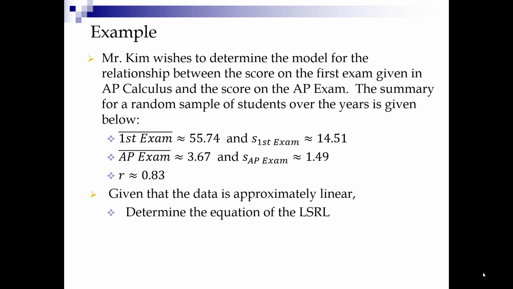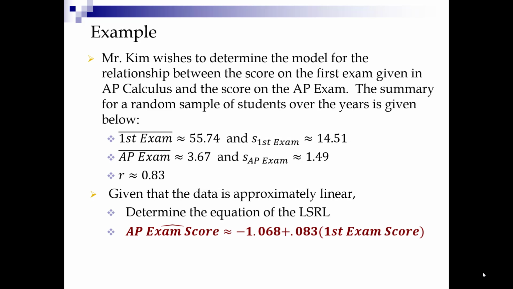So let's go ahead and determine the equation of our LSRL now that we have our y-intercept and our slope. So the AP exam score hat, or the approximated AP exam score given our model, is approximately negative 1.068 plus 0.083 times our first exam score.